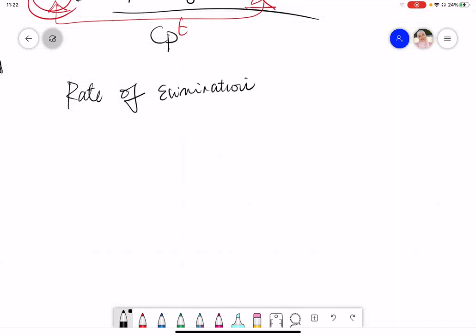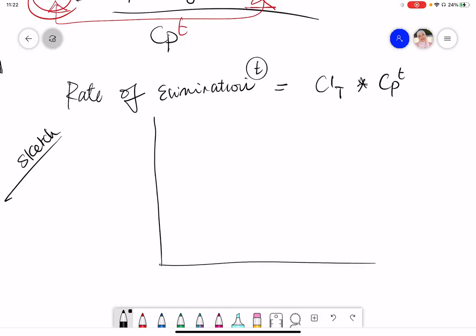Elimination at a certain time equals total clearance multiplied by concentration at that time. I want to sketch this relationship, and again, we are still under linear kinetics. The rate of elimination we will write as capital E, just to differentiate it from excretion.